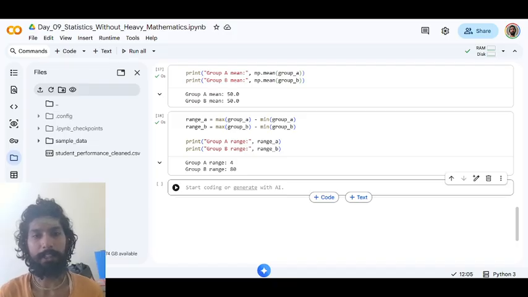The output is group A range is 4 and group B range is 80. For group A, 52 minus 48 equals 4. For group B, 90 minus 10 equals 80.